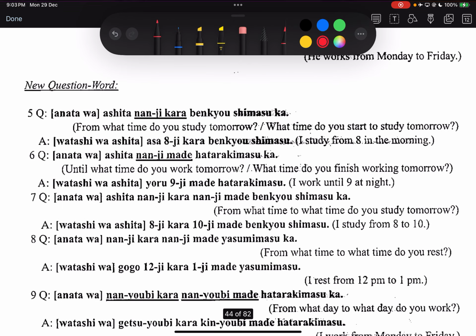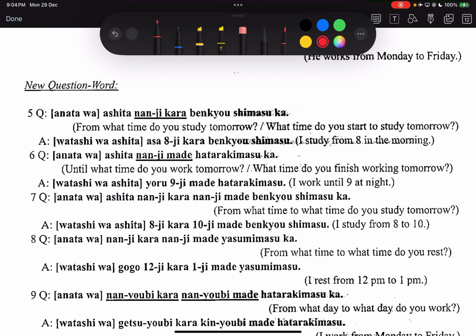Okay, next page. New question word. Not exactly new. Basically, you just put a から. 何時 is what time, what o'clock. So 何時から means from what time. 何時まで means until what time. Very simple, right? You can use both together, 何時から何時まで, or you can use both separately also.